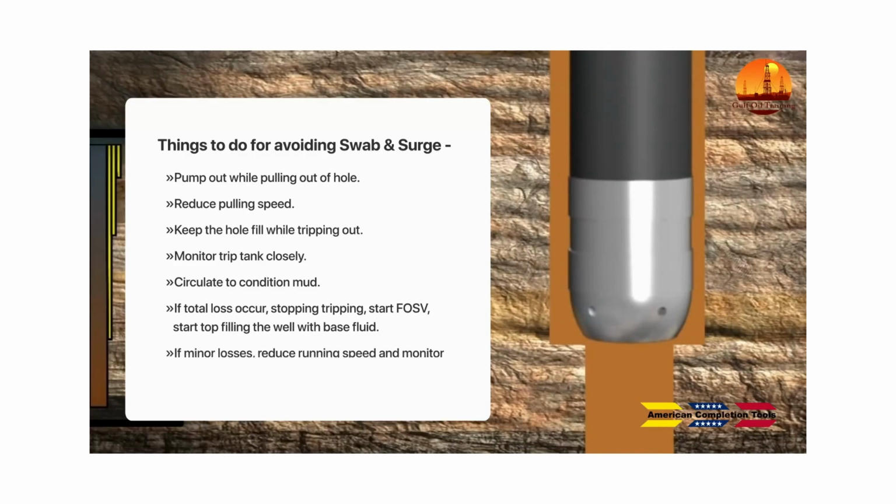If total loss occurs, stop tripping, start FOV, start top filling the well with base fluid. If minor losses, reduce running speed and monitor the return volume.